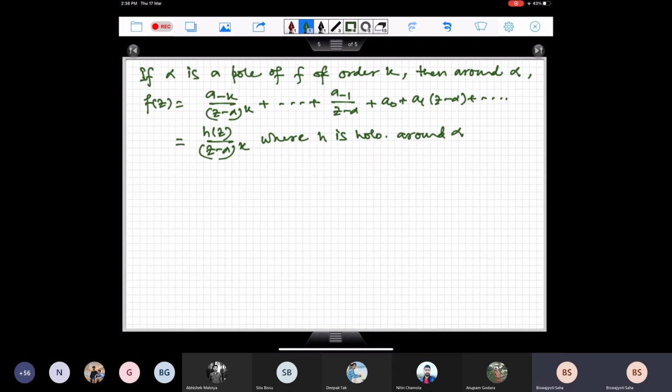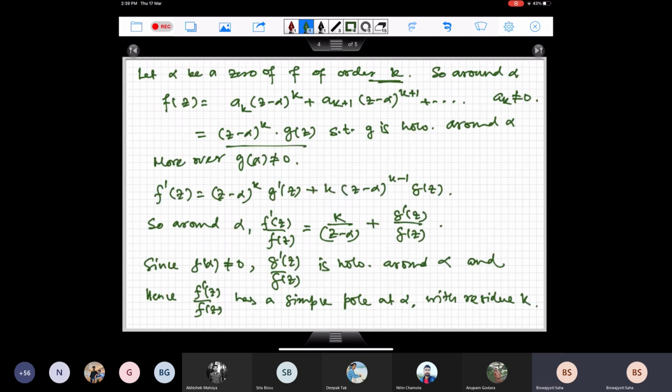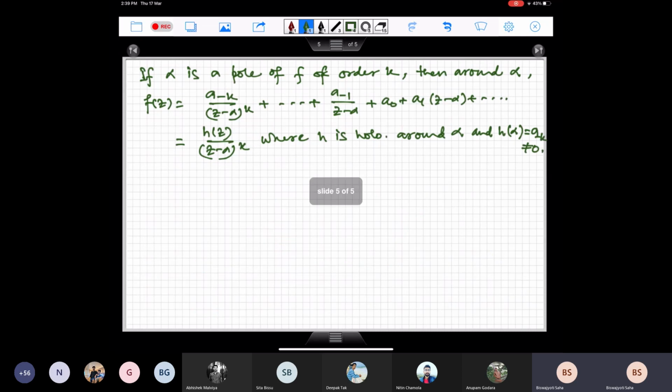And tell me what is the value of h at alpha? h of alpha is equal to what? Non-zero. What is the value precisely? a_{-k}, and hence not equal to 0. Very good. So you see, here I have z minus alpha power k times g z. Here I have h z divided by z minus alpha power k. So almost quite close to each other.